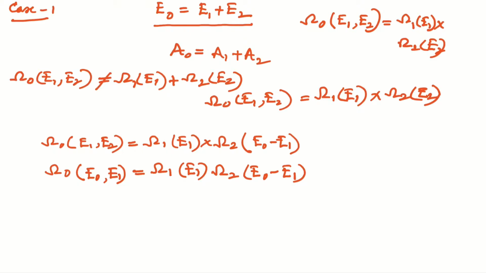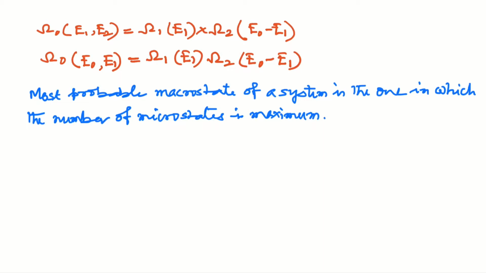So naturally, the exchange of energy between the systems shall continue until the composite system reaches a macrostate with the maximum number of microstates. So the macrostate corresponding to which we have the maximum number of microstates will be the macrostate for the system in equilibrium. Thus, the most probable state of a system is the one in which the system spends an overwhelmingly large fraction of its time, and hence this state is identified as the equilibrium state of the system. The most probable macrostate of a system is the one in which the number of microstates is maximum.